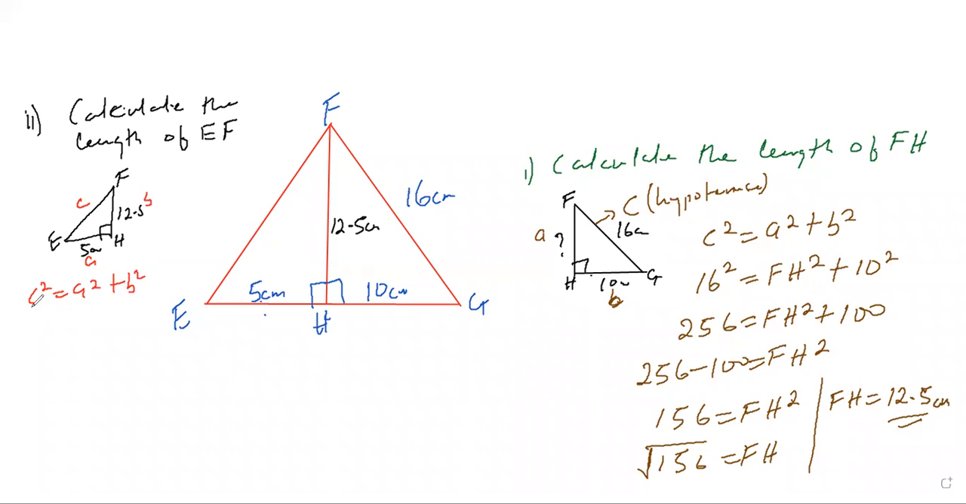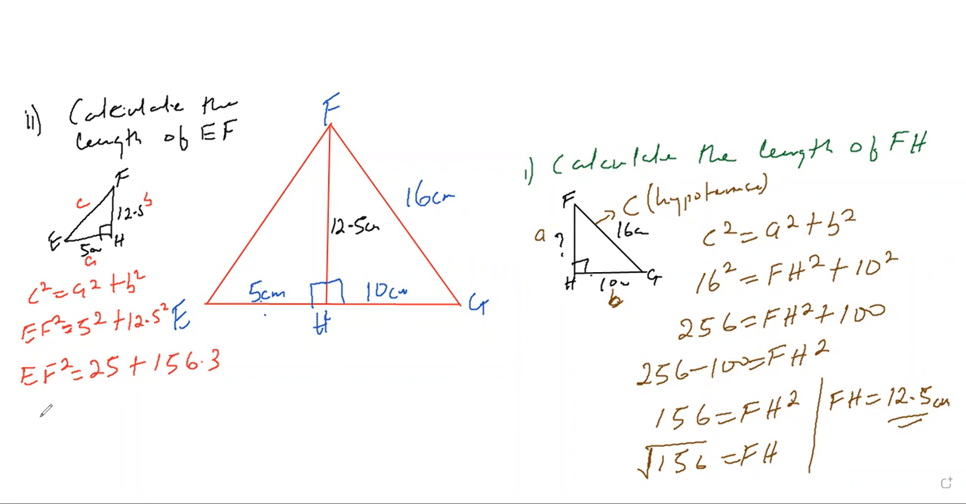So wherever you have C, you put EF squared is equal to 5 squared plus 12.5 squared. Agree, everyone? Okay, EF squared. What is 5 squared? 25. 25, yes. What is 12.5 squared? 156.3. 156.3.